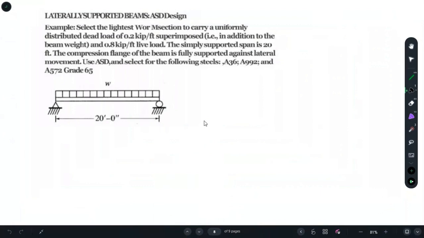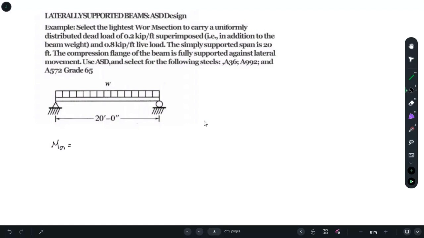So first thing first, you need to understand the moment that is actually coming on the structure at a critical position, that is at the middle of the beam. That's the most critical point. So we'll find out the moment that is coming on the structure. Let's call that the actual moment.